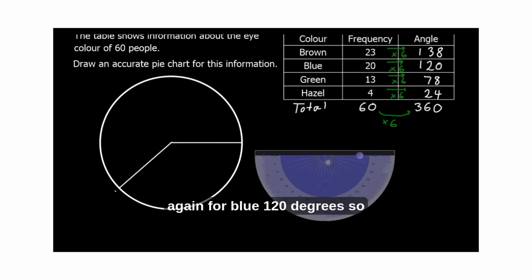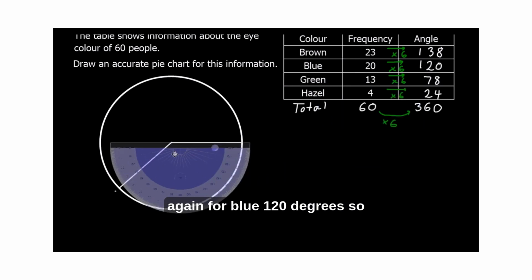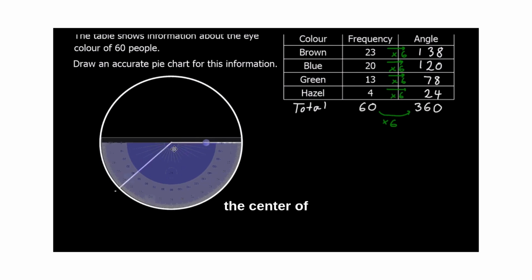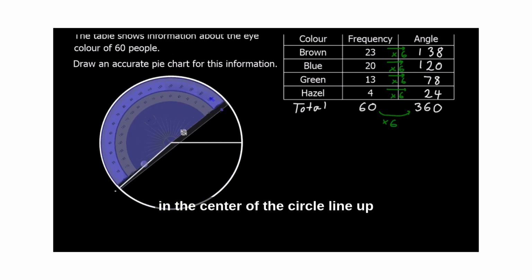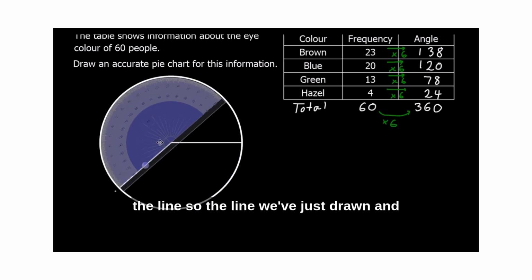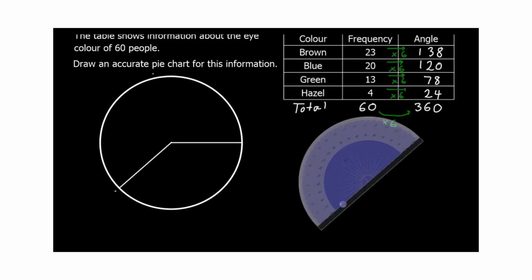We're going to do the same thing again for blue, 120 degrees. So the center of the protractor in the center of the circle. Line up 0 with the line. So the line we've just drawn. And we're going to go around 120 degrees this time. So 120 degrees. And get the ruler and join with the straight line.